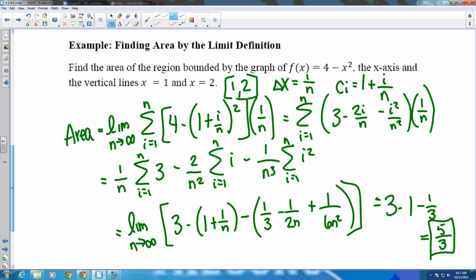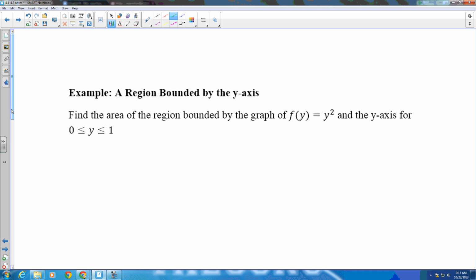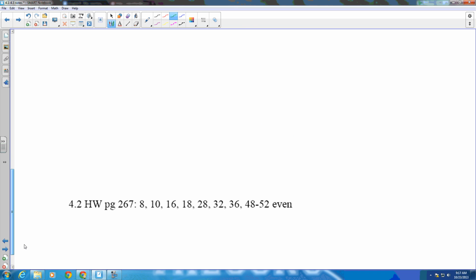Okay, and like I mentioned before, we're going to skip the last one for sake of time on the video. But just one quick change to your homework. You're going to skip number 28. Otherwise, you should be good to go on section 4.2 on area.